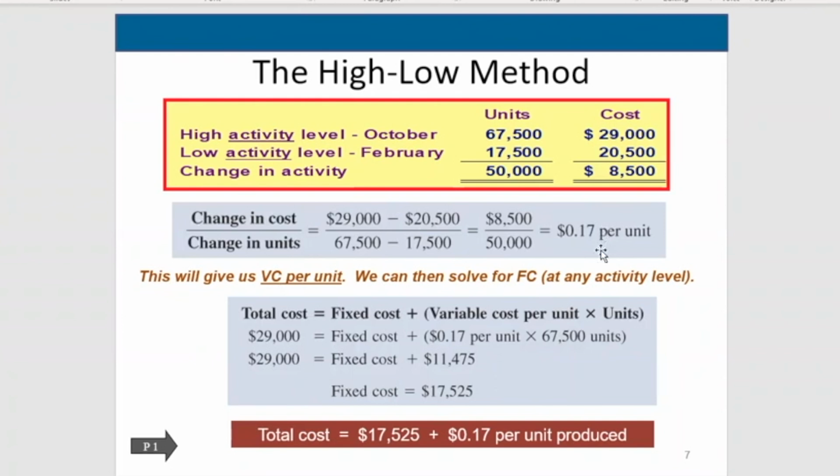So now we're getting closer to our answer. We know that the variable costs per unit are 17 cents per unit. And now remember the formula I just told you. Total costs equals fixed cost plus variable cost. Now let's remember our algebra. If the total cost is that, and we know the variable cost, right? We just figured it out, 17 cents per unit. And we know the total cost for each month. We can figure out what the fixed cost is by solving for X.